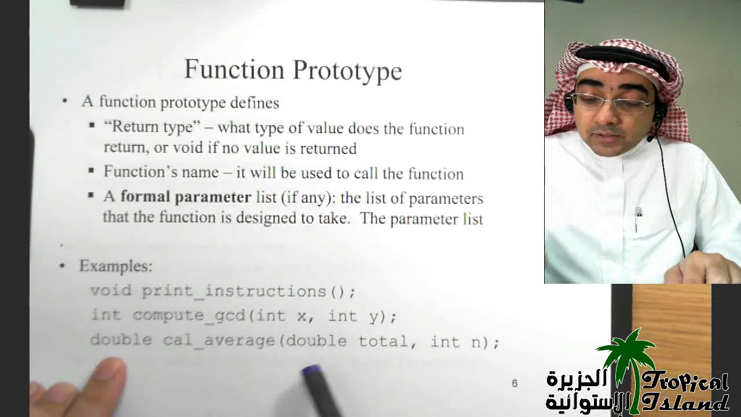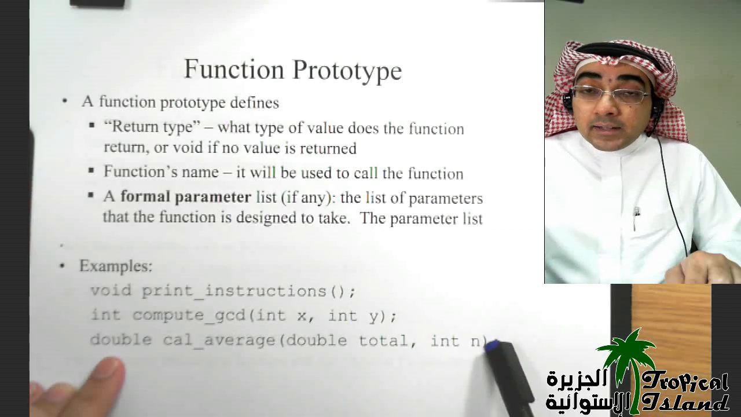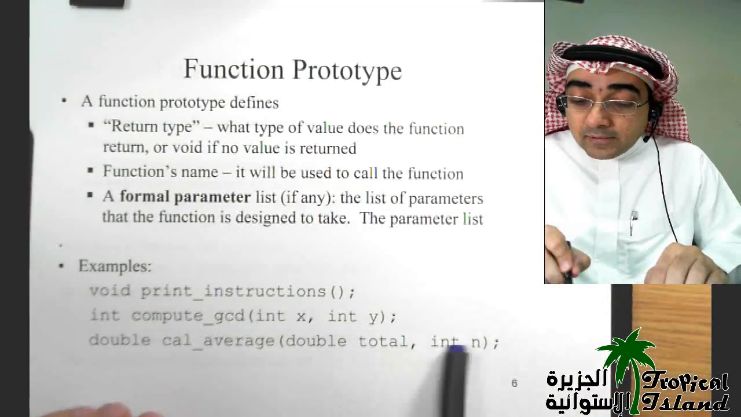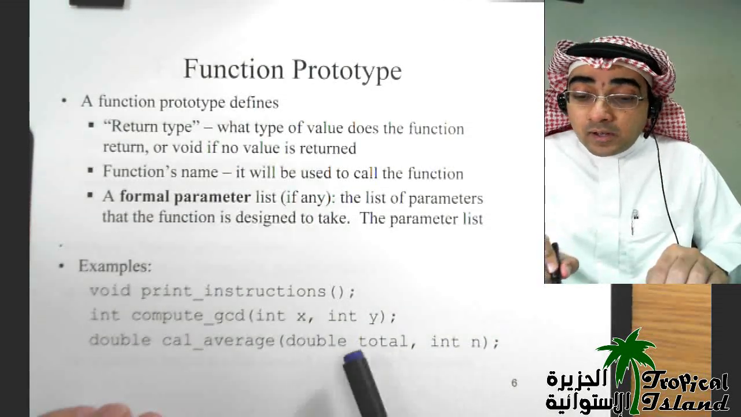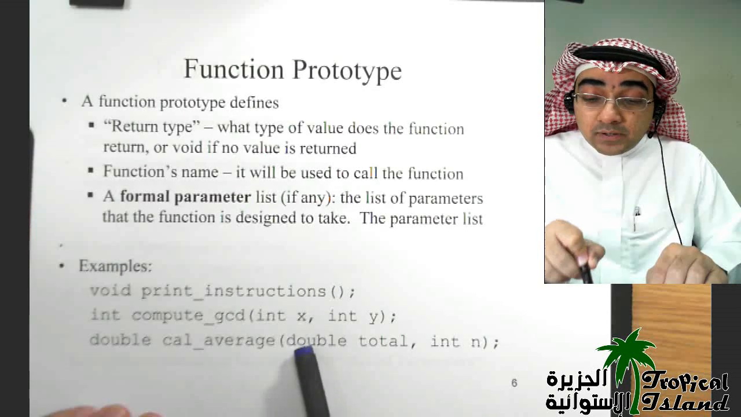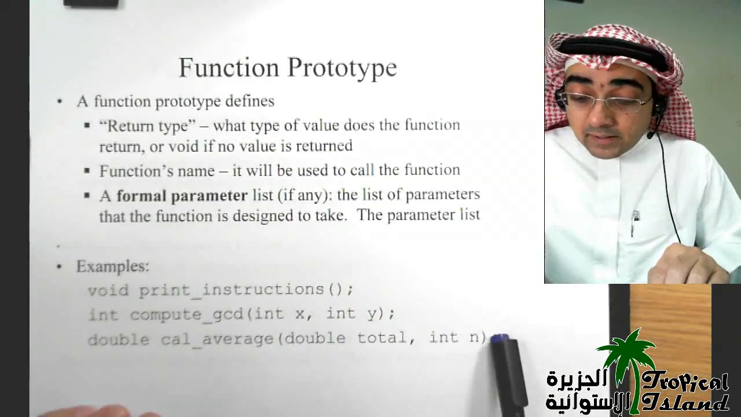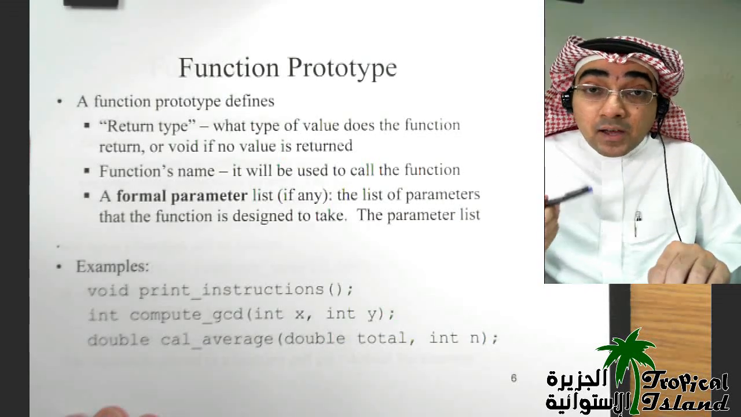underscore average, and it takes two inputs. One is called double total, and int n is the second input. So it takes a double and an integer. So you can actually have any type of inputs. You can have a double, integer, character. You can have multiple integer variables, integer, integer, integer. You can have as many input variables as you like, and you can have as many types as you like.